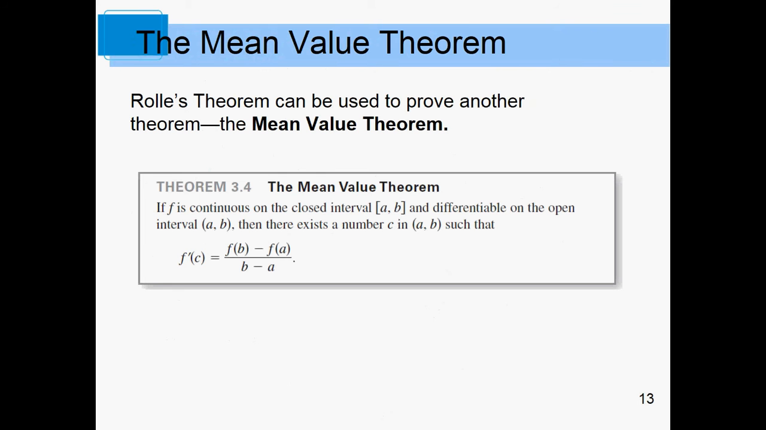Okay? So we're not saying that the endpoints are the same anymore. We're saying that now they may be different, and they're creating a line, that secant line that goes through two points. All the mean value theorem says is that there will be some value in between a and b that also generates the same slope as that secant line.